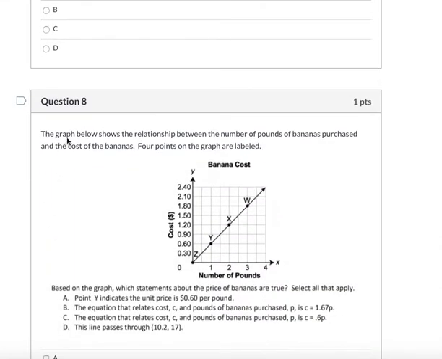Question 8. The graph below shows the relationship between the number of pounds of bananas purchased and the cost of the bananas. 4 points on the graph are labeled. Here's our graph labeled banana cost. This is your cost. This is the number of pounds. Here are your points: Z, Y, X, and W.